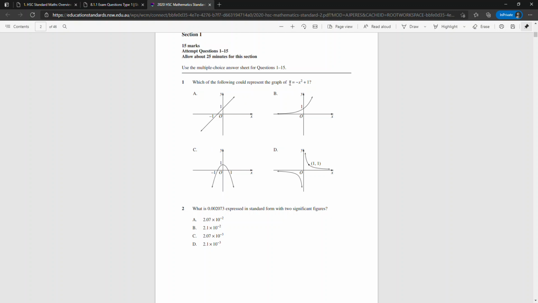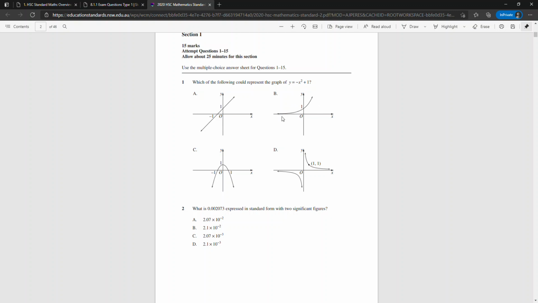Now, this is testing your understanding of the graphs and the equation, what kind of equation represents what kind of graphs. So this is a linear equation. Anything that has x with a power cannot have a linear chart. So this is out of contention.